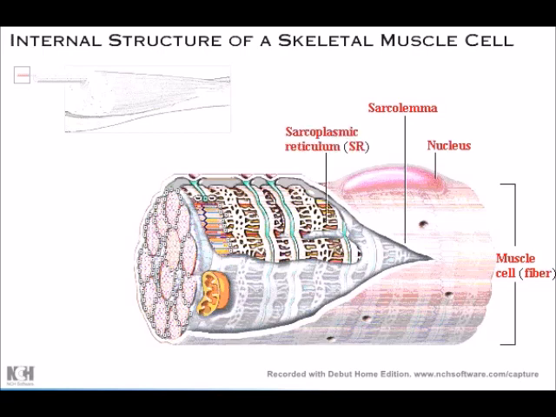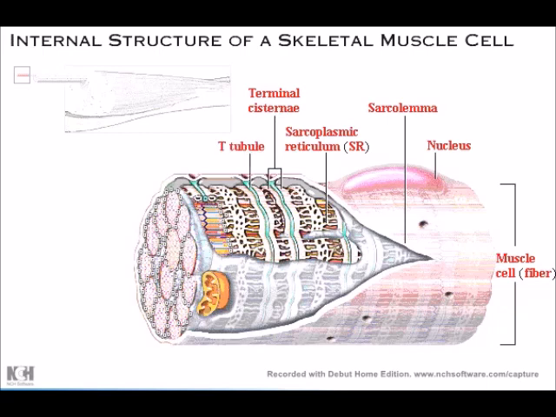The sarcoplasmic reticulum, or SR, is the name for the endoplasmic reticulum of the muscle cell. Its interconnecting tubules surround each myofibril like the sleeve of a loosely knit sweater. Terminal cisternae are sac-like regions of the sarcoplasmic reticulum that serve as specialized reservoirs of calcium ions.